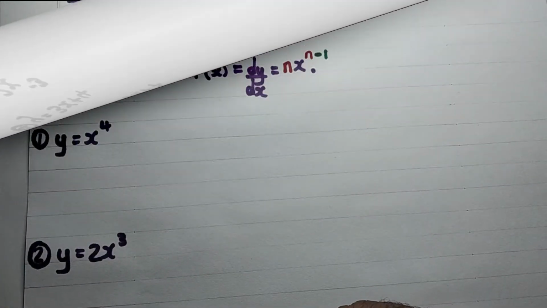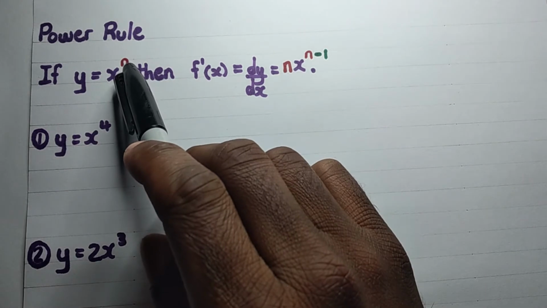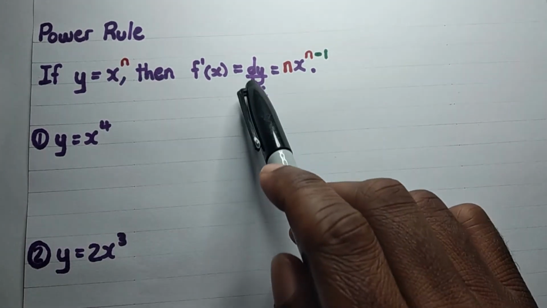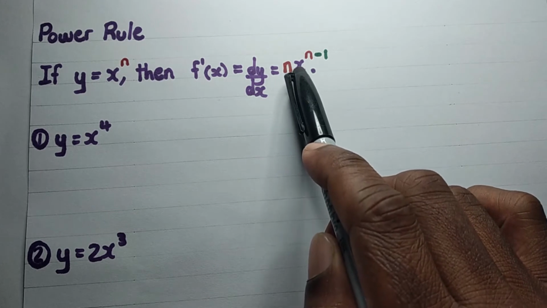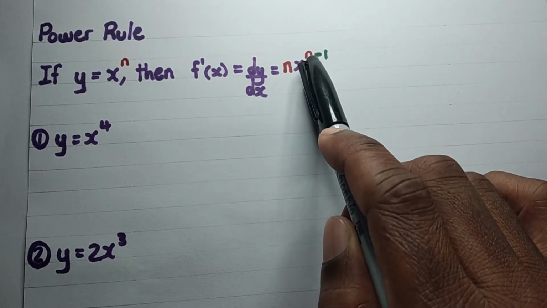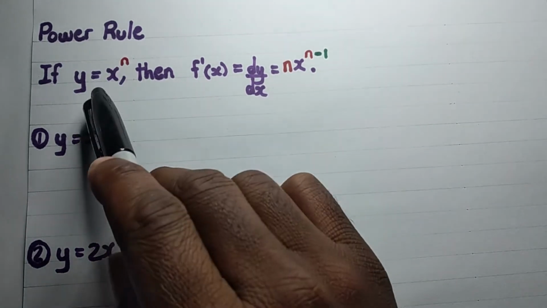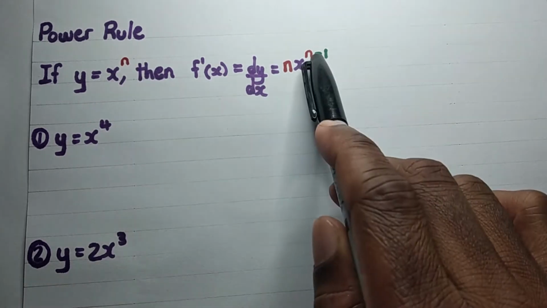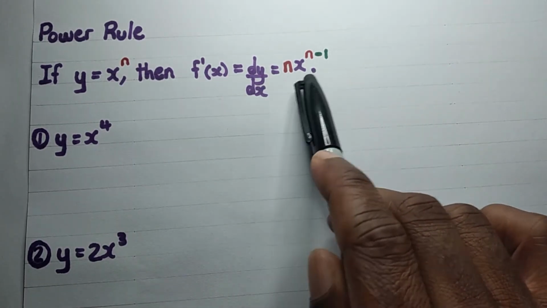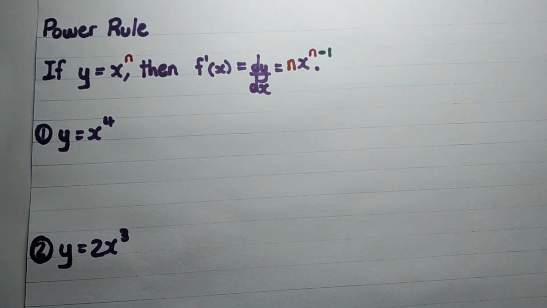Now, according to the power rule, if y is equal to x to the power of n, then the differential of that would give us nx to the power of n minus 1. What that simply means is you multiply the x by the power, then you subtract 1 from the power, as we are seeing here. Now let's look at this from the perspective of some examples.